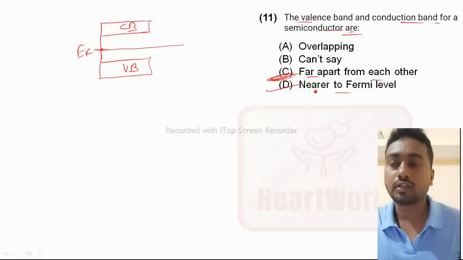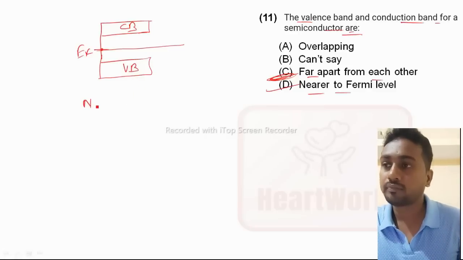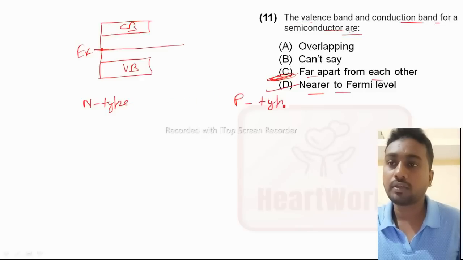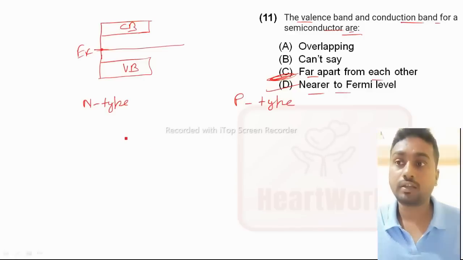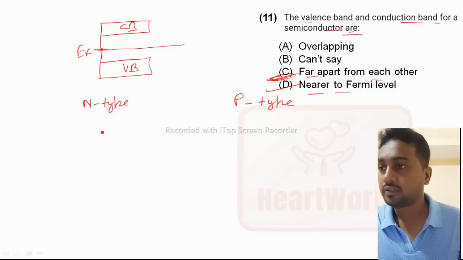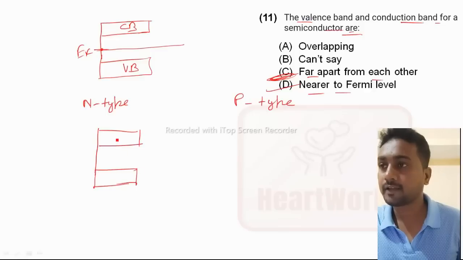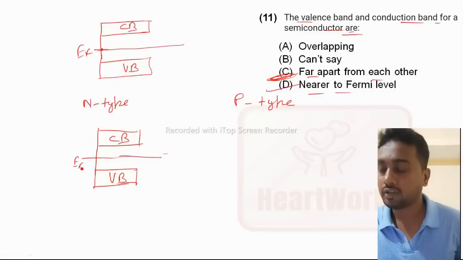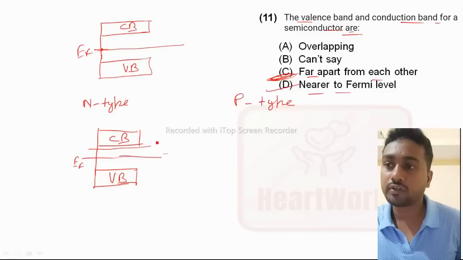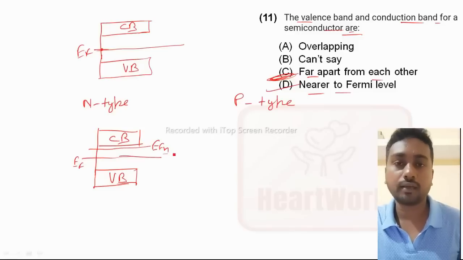The answer is nearer to the Fermi level. Sometimes the question may ask for n type and p type. Generally the question will come for n type and p type, meaning the position of the Fermi level for n type and for p type. So for n type, what is the position of the Fermi level? This is the conduction band and this is the valence band. For n type, the Fermi level is always nearer to the conduction band.